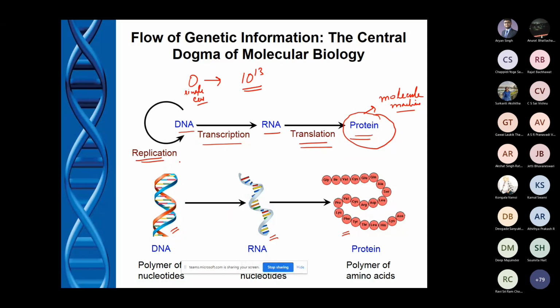Don't forget, replication means to make DNA out of DNA. Transcription means from DNA to RNA. That's an intermediate molecule that helps to make protein. And finally, via translation, we get protein, right?